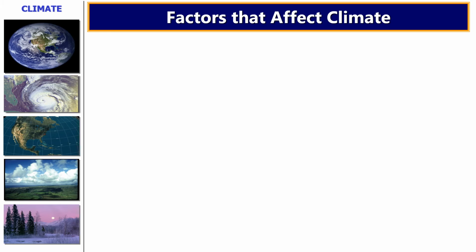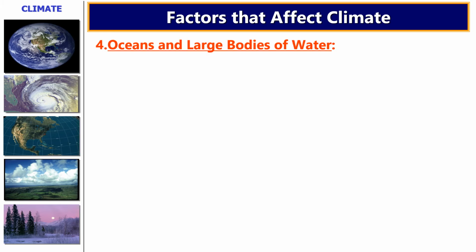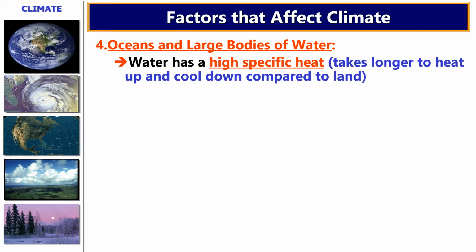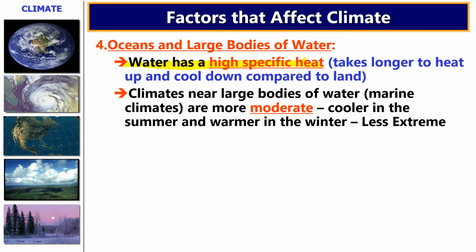Right, continuing on with our factors that affect climate. We have oceans and large bodies of water. So water has a high specific heat. It takes longer to heat up and cool down, which means land near it is going to have a more moderate climate. So if you are near a large body of water, you have a more moderate climate. That means your temperature ranges aren't as extreme. So you are cooler in the summer and warmer in the winter.